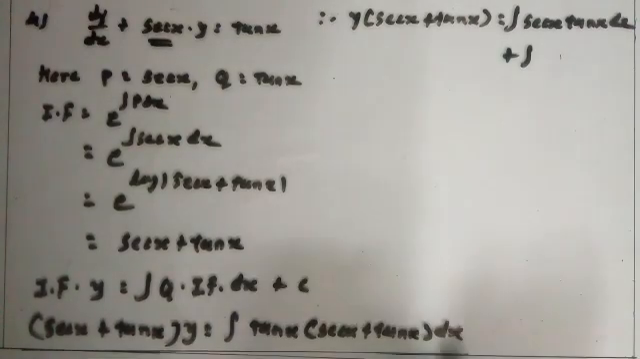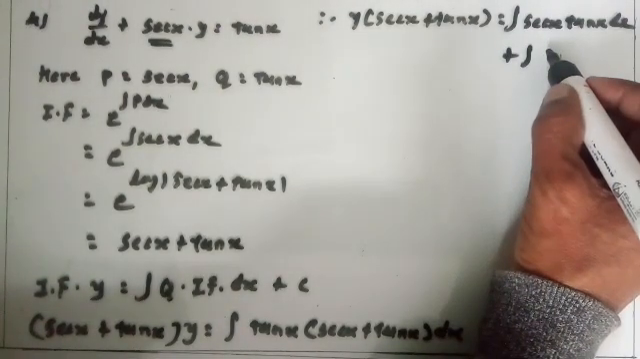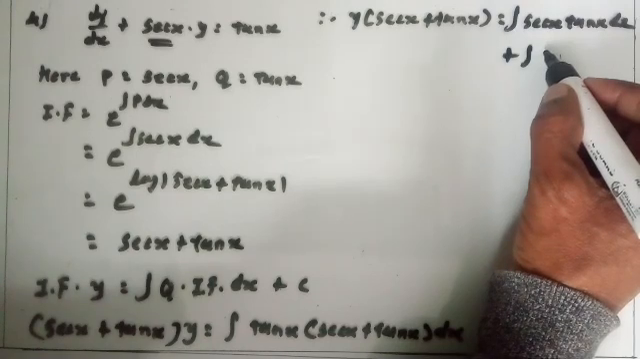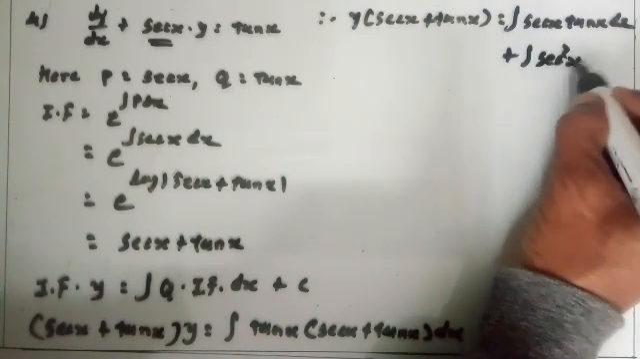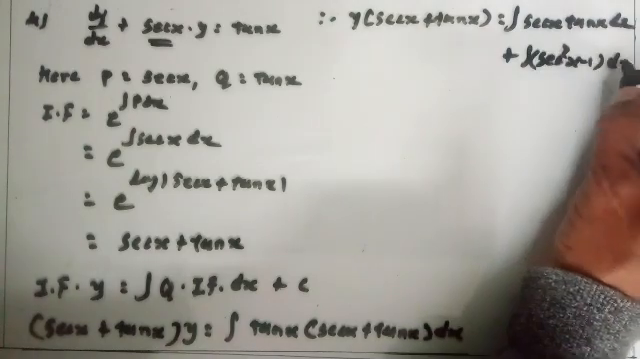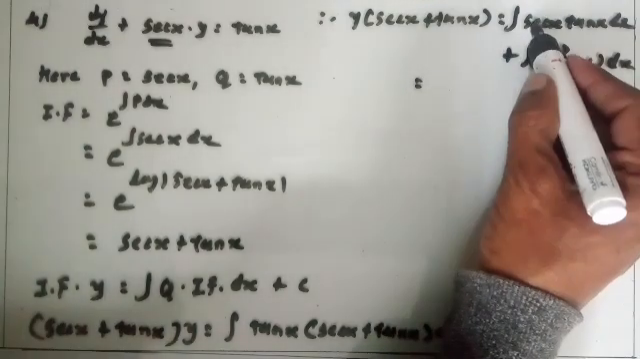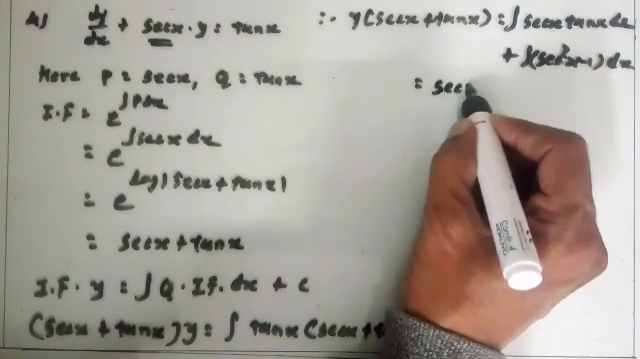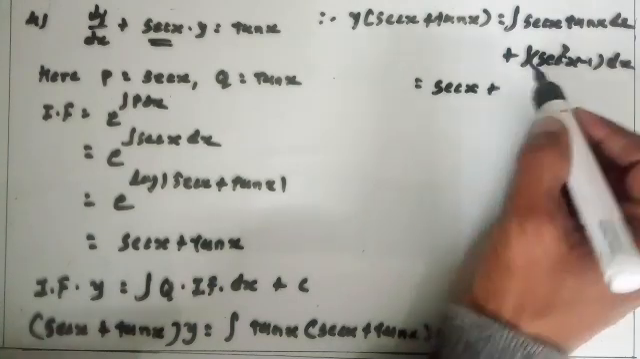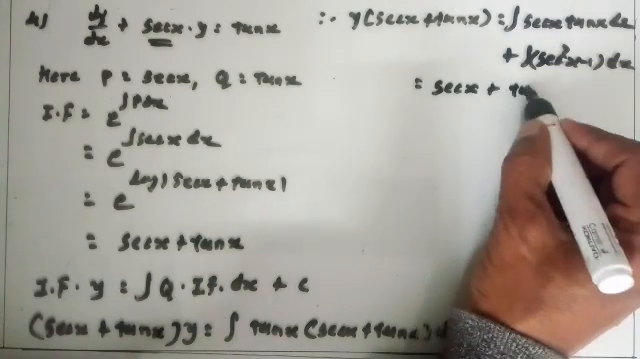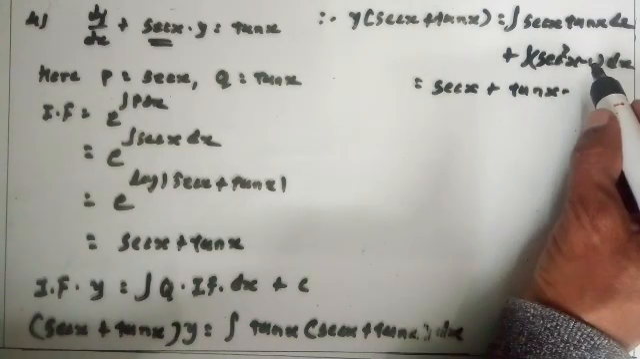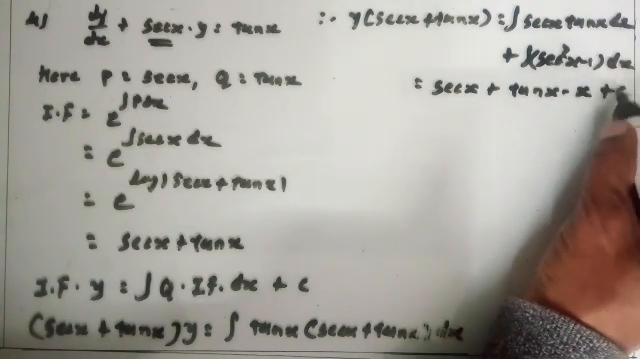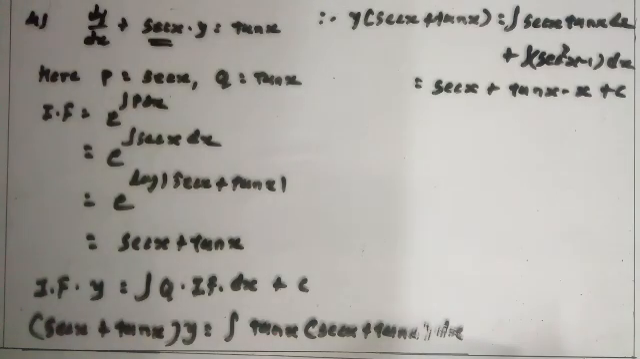Here tan x into tan x becomes tan² x. Tan² changes into sec form, we get sec² x − 1 dx. So the integration of sec x tan x is sec x, plus the integration of sec² x is tan x, minus the integration of 1 is x, plus the integration constant c. Clear? So this becomes the solution of the given differential equation.